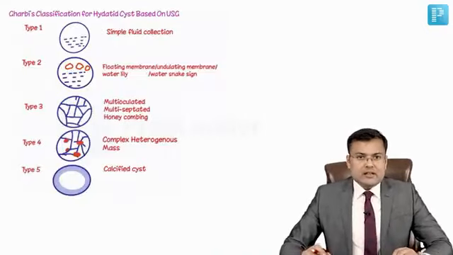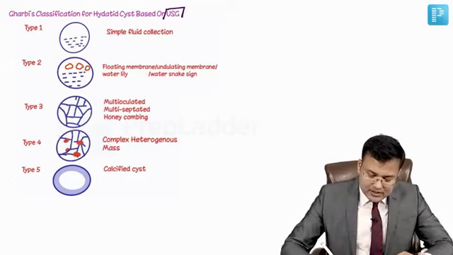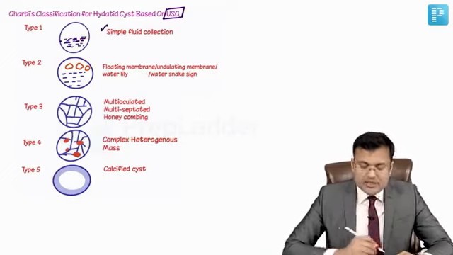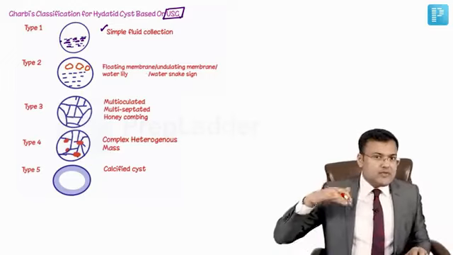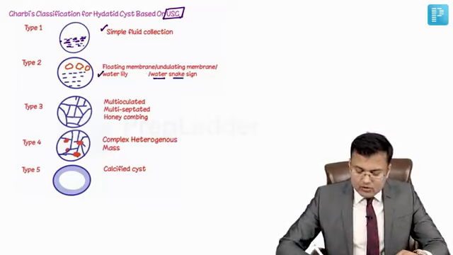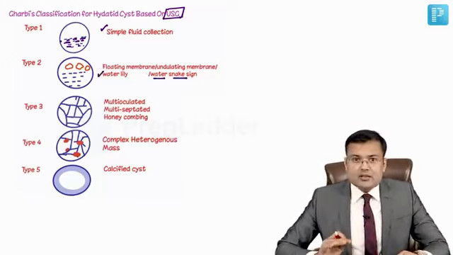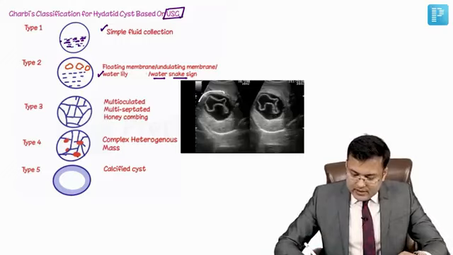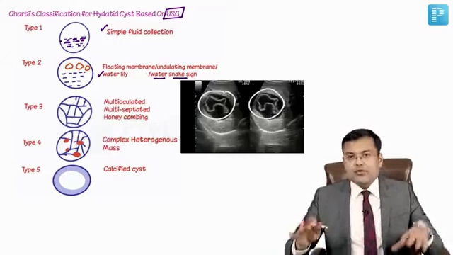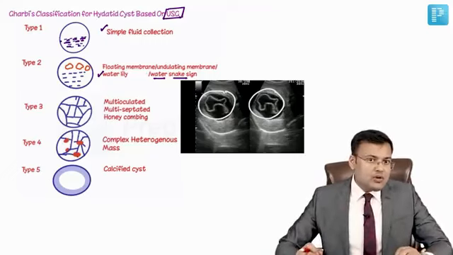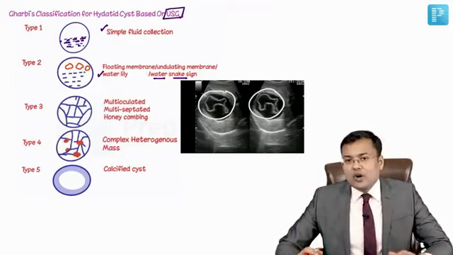There is another question which is asked, Gharbi's classification for hydatid cyst, and it is based on which investigation? It is based on ultrasound. So what is type 1, in which you can see that there is simple fluid collection. In type 2, you can see that there is a floating membrane or undulating membrane which looks like a water lily, and it is also known as water snake sign. This was asked many times in the form of image based question. So here you can see this is the ruptured scolex and it is floating on the surface. So this is floating membrane, undulating membrane, also known as water lily or water snake sign.